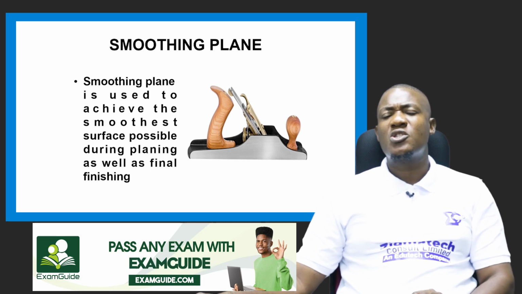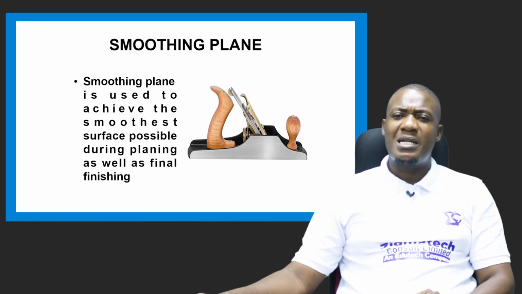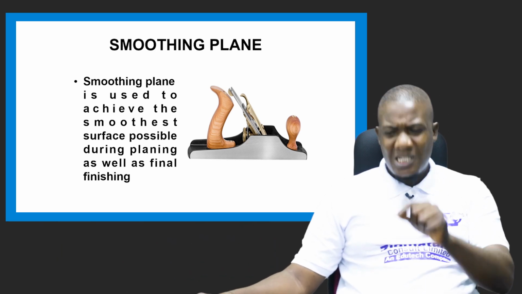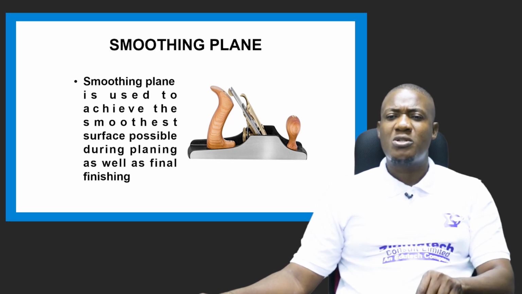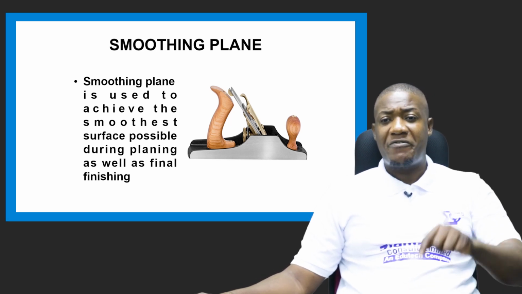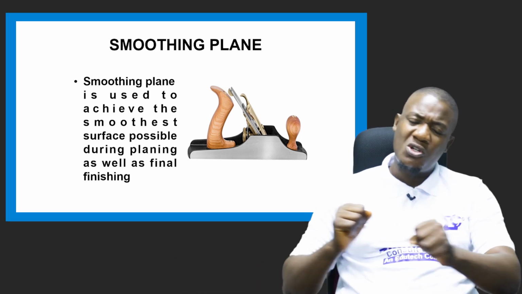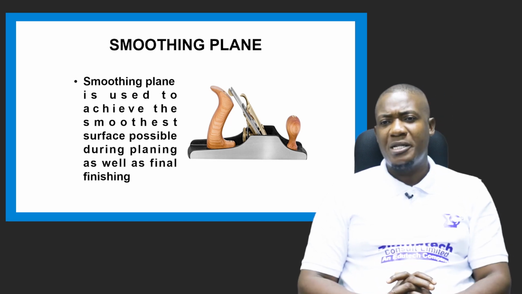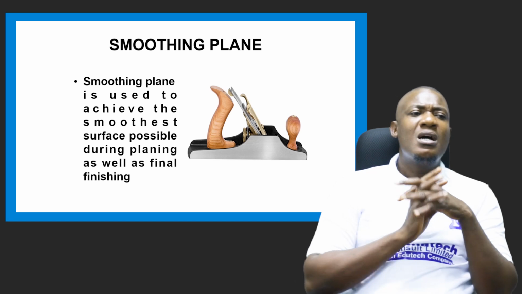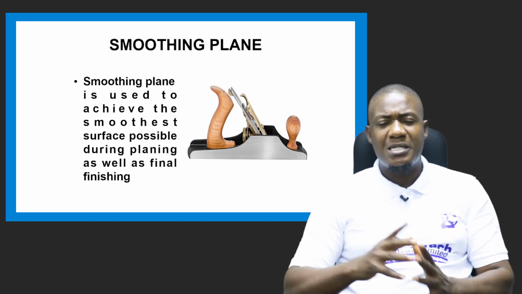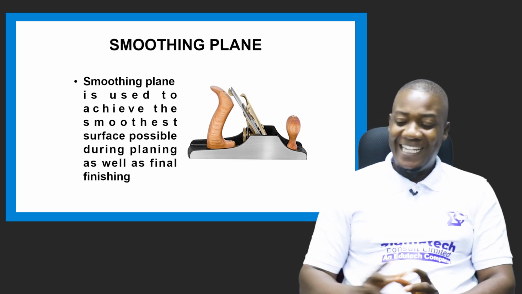We also have the smoothing plane. Like I said, the smoothing plane is the last plane that would be used on the surface of the wood. It's the final plane that must be used. All right, the finishing touch is done by this smoothing plane. So if you want to achieve smoothness on the surface, it is this plane that does it. No other plane does it better than the smoothing plane.